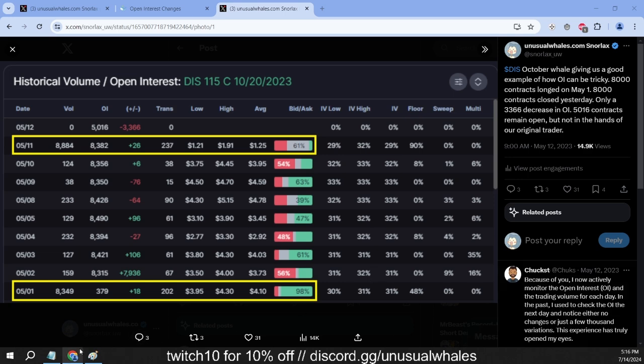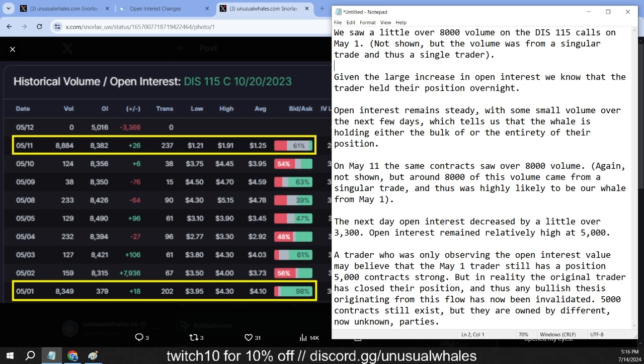So I've got an example right here with a little write-up. You can follow along. We saw a little over 8,000 volume on the Disney 115 strike calls on May 1st. Not shown, but this volume was a singular trade and thus a single trader. Given the large increase in open interest, we know that the trader held their position overnight. Open interest remains steady with some volume over the next few days, which tells us that the whale is holding either the bulk or the entirety of their position.